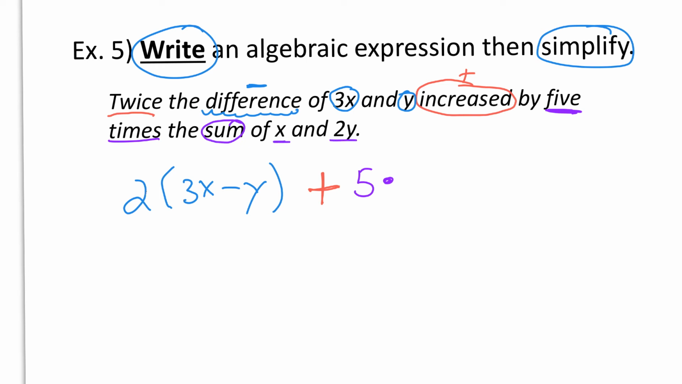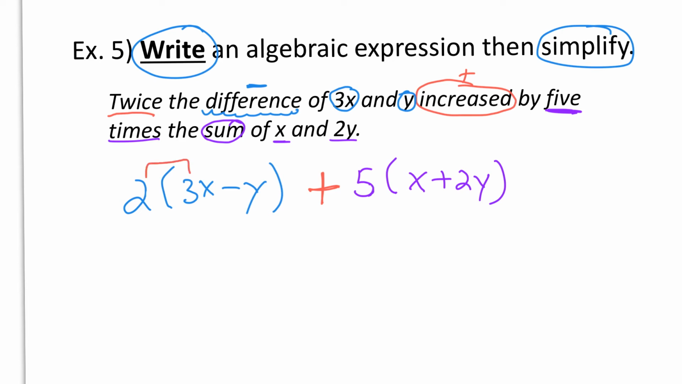So the sum, we know that's plus. What are we adding? x and 2y. So x plus 2y. And guess what, guys? Let me erase that times in the middle. And I'm going to use parentheses because I am going to multiply that 5 times the sum of x plus 2y, or the sum of x and 2y. So guess what, guys? That's my expression. You guys have a number outside the parentheses, and you guys can distribute, and you guys can combine like terms. So let's go ahead and distribute.